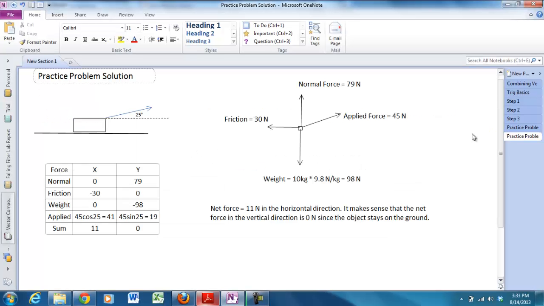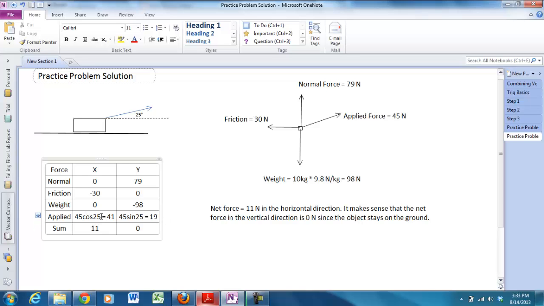So here's the solution to the practice problem. I've drawn my free body diagram to show the total of 4 different forces acting on the object. We're given that the normal force is 79, the frictional force is 30, the weight we can calculate because we know the mass, and we're given the applied force. So we can summarize these in our table, paying attention to the directions, as you can see, and the only one we have to use any trigonometry on to resolve into components is the applied force.